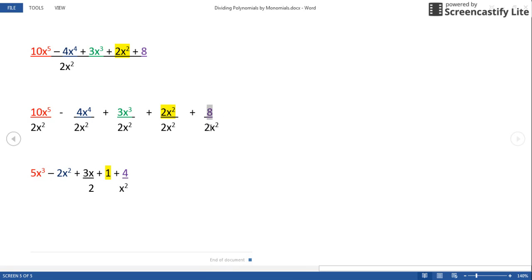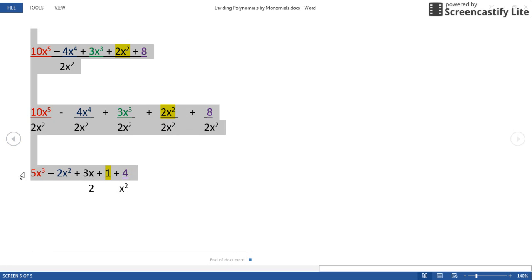If you take 8 and divide by 2, 8 divided by 2 is 4. Now, this time, there's no variable on the top. The only thing that we have is on the bottom. The larger thing is on the bottom, so that's where we're going to leave it. The x squared stays on the bottom, and here is our answer.